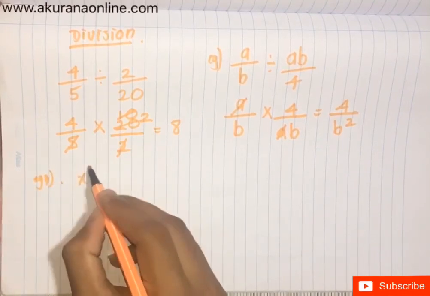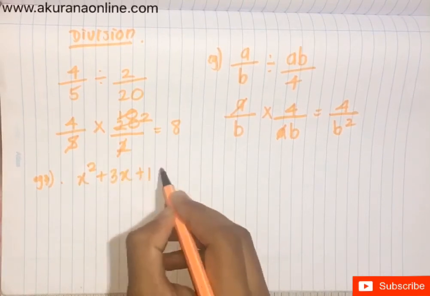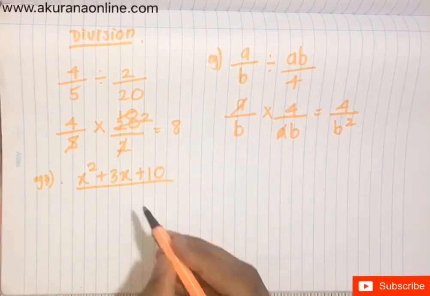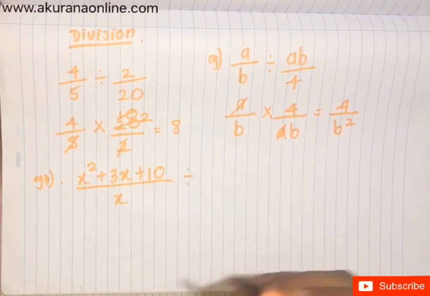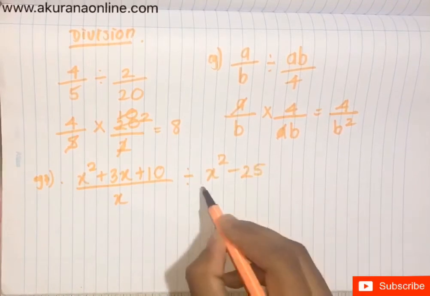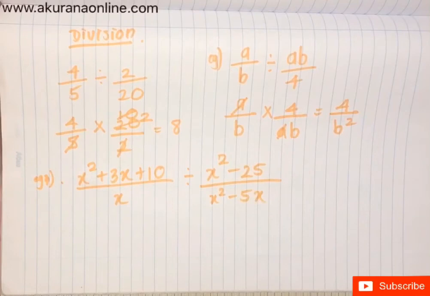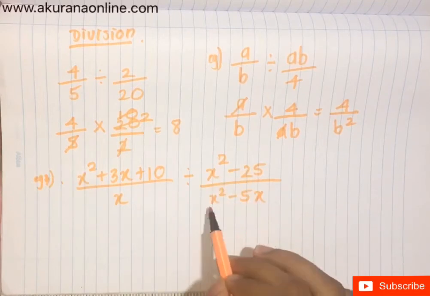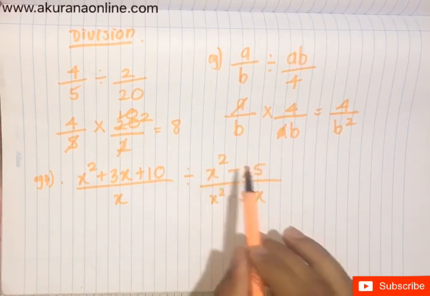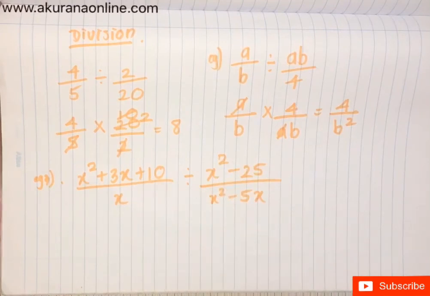We'll move on to another example, something like this: x squared plus 3x plus 10 over x, divided by the fraction x squared minus 25 over x squared minus 5x. Since these terms are bigger, you should always try to factorize them. Now think about these numbers. You can factorize this, no? By just looking at the terms, you can say that you can factorize this, this and this. Shall we factorize this? Okay.